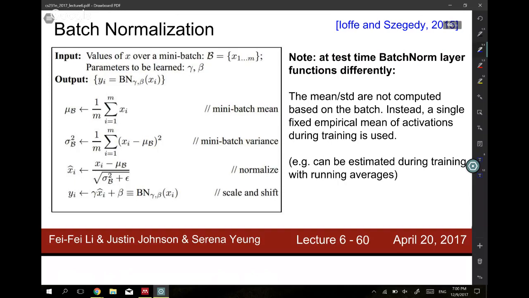So doing it per batch is a kind of cheap way to approximate that it's always unit Gaussian. You don't want to spend time computing it for every layer for the whole training set, so you just use a running average to approximate it. Yeah.